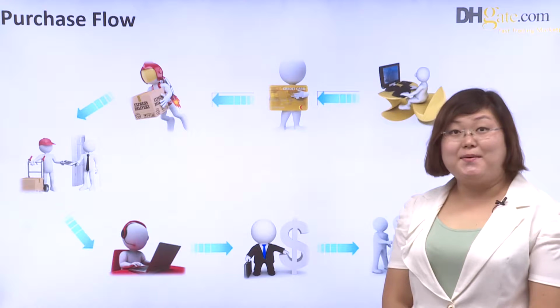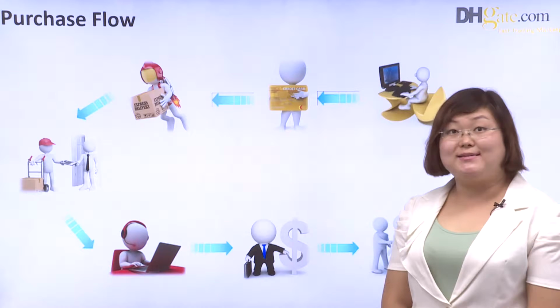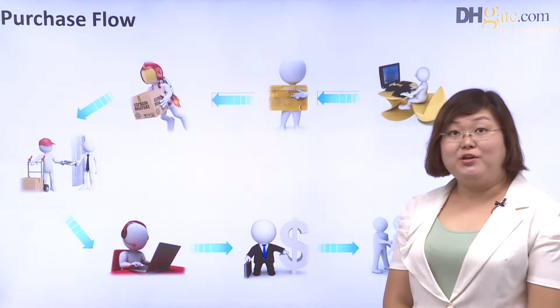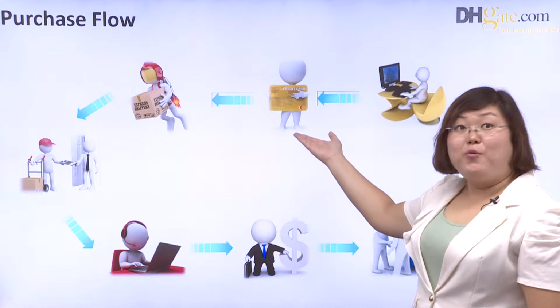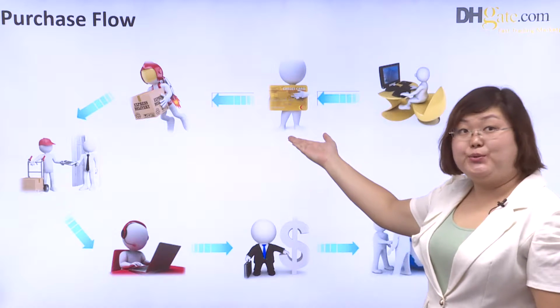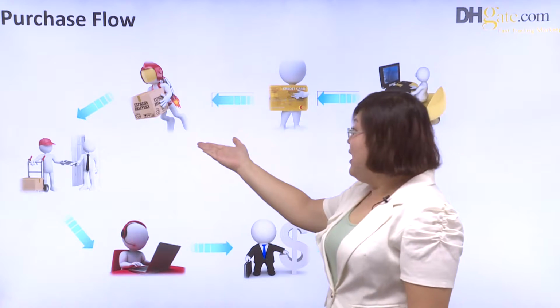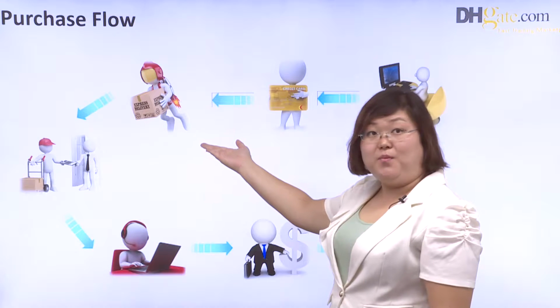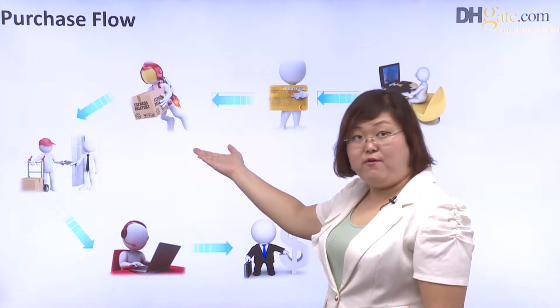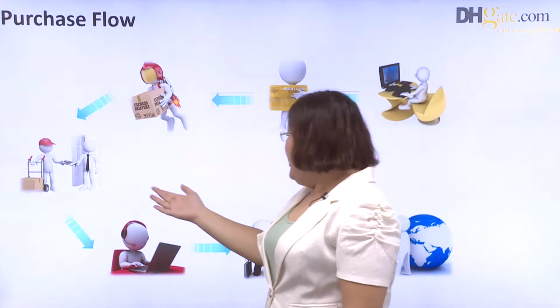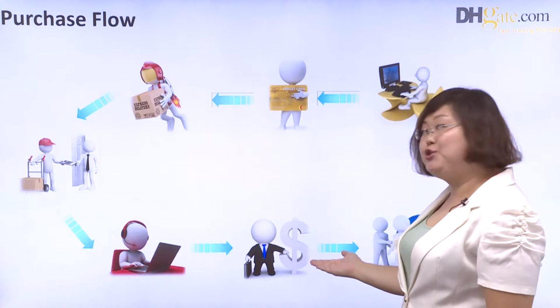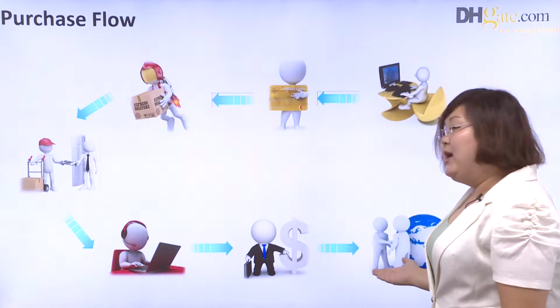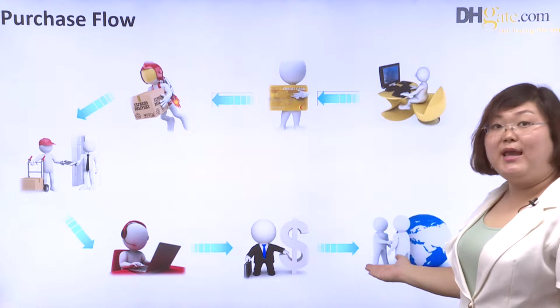First of all, the buyer will place the order on the DHgate website after deciding what he wants to buy. Second, the buyer will pay for the order directly to DHgate. Third, the seller will ship the item after the payment is confirmed. Then, the buyer will receive the item. If everything is okay, DHgate will release the payment to the seller. Then, the whole transaction is completed.